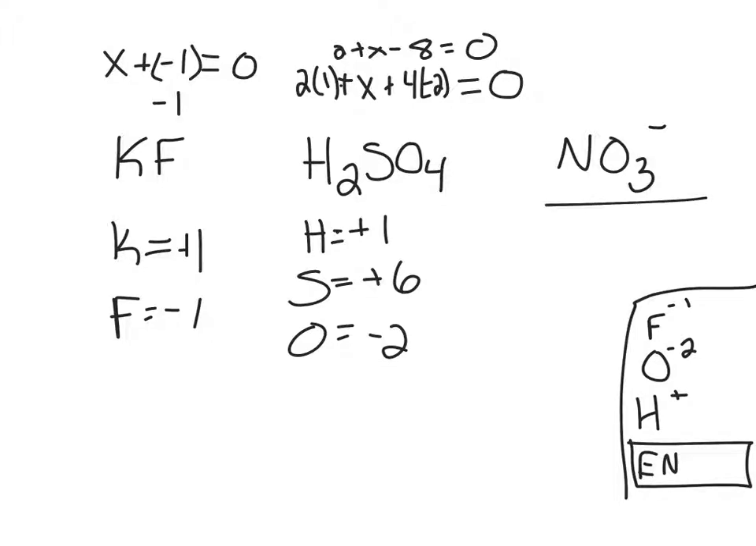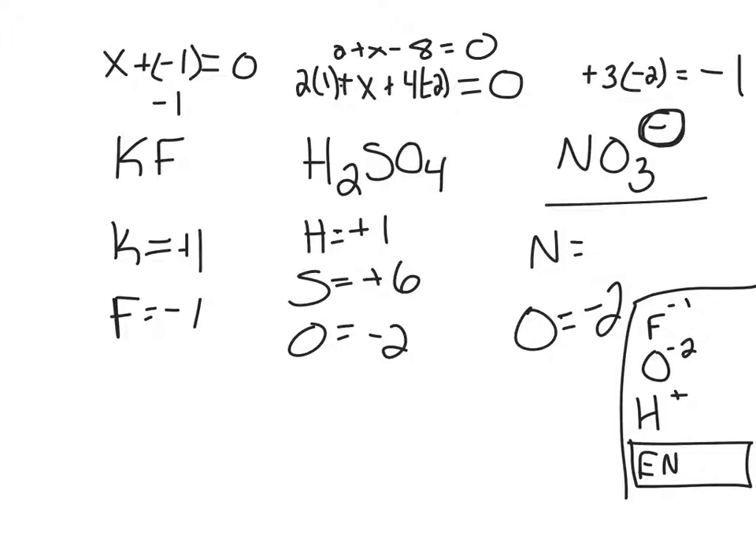Nitrate. Nitrogen's going to get a number, and oxygen's going to get a number. I don't have fluorine, I do have oxygen, -2, and now I need to find nitrogen. Now my total this time isn't 0 because I do have a charge written there. So my total is -1 this time, not 0, because I have a charge. Oxygen was -2, I have 3 of them, and I don't know N, so we'll make it X. So that would be X minus 6 equals -1. When I solve that, I get a +5 for nitrogen.